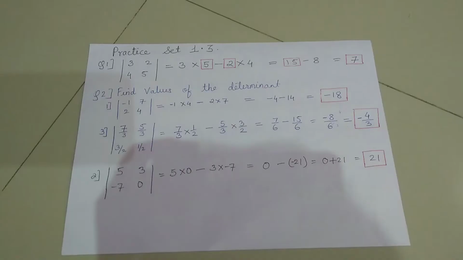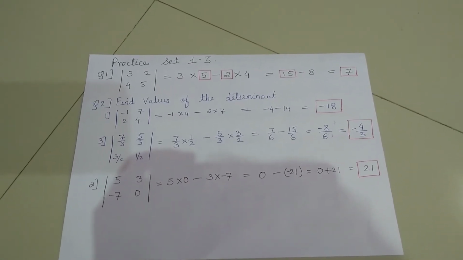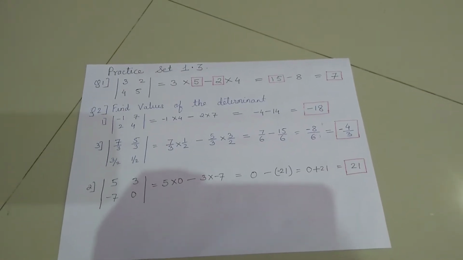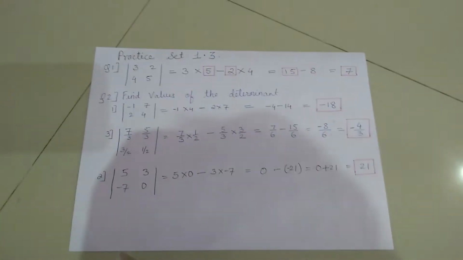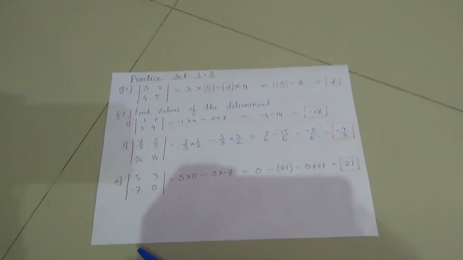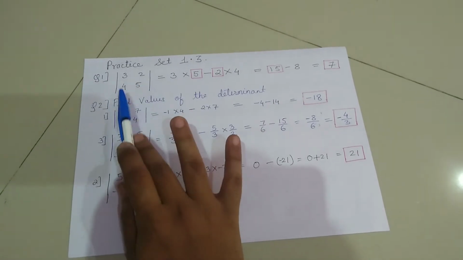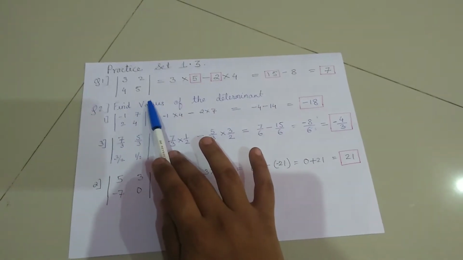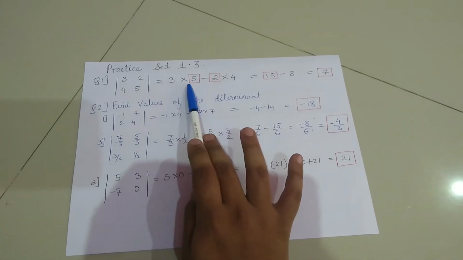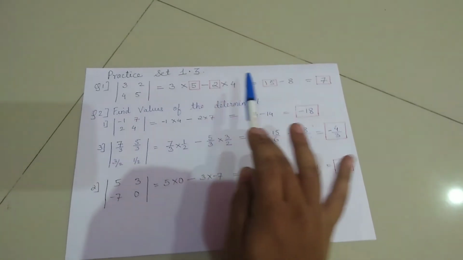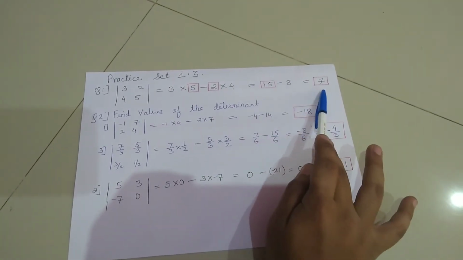Now we will quickly turn to practice set 1.3 and solve a few of the problems. Here in front of you is question number 1. We have the determinant 3, 2, 4, 5 and we have to find its value. So 3 into 5 cross multiplied, minus 2 into 4. 3 into 5 is 15, minus 8 is 7.